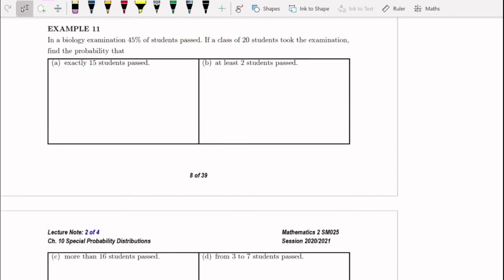Example 11. In a biology examination, 45% of the students passed. In a class of 20 students who took the examination, find the probability that exactly 15 students passed. Before we solve this question, first we need to let x as the number of students that passed the exam.